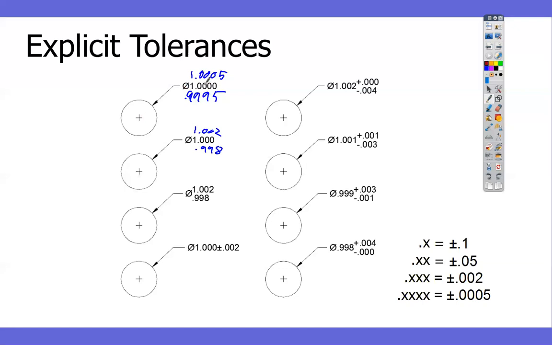So this one is different. This is more precise than the rest. But for all the rest, the upper and lower limits of the tolerance are exactly the same. The maximum size of the hole and the minimum size of the hole is the same as what's allowed.